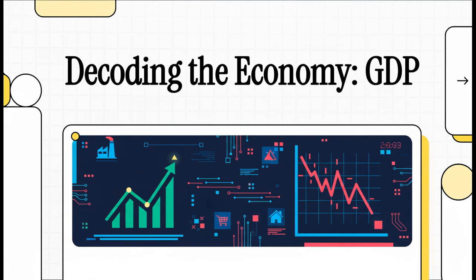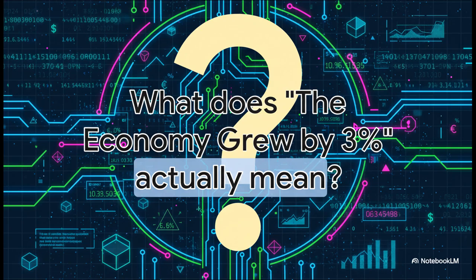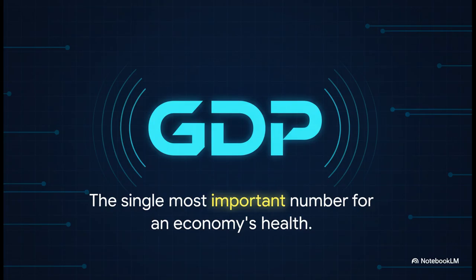Okay, let's talk about the economy. We're always hearing it's either growing or shrinking. But what does that actually mean when you see a headline like this? Well, it's all about one number. And that number is gross domestic product, or GDP. Let's break down what that really is.